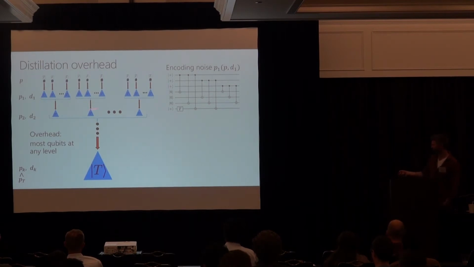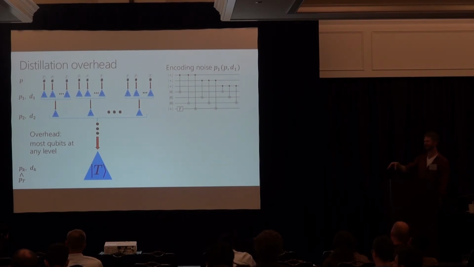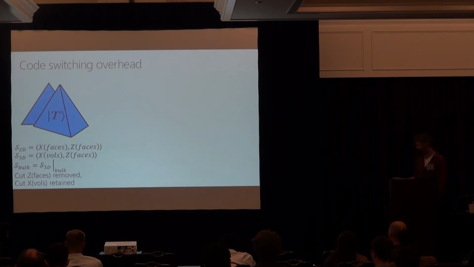I probably don't have too much time, so I want to go pretty fast. But you can basically incorporate the noise from the circuits that you're using to implement the distillation circuit, and also the underlying error correction, and the fact that the T-state distillation is noisy in itself because you're dealing with noisy T-states, and you can get some reasonable estimates of what the overhead is from that.